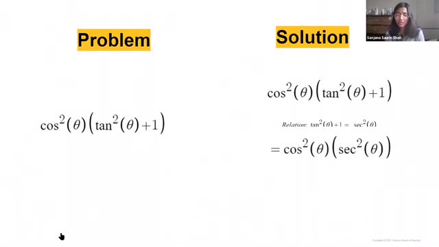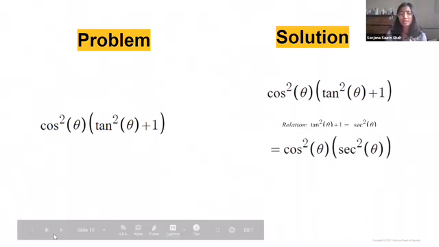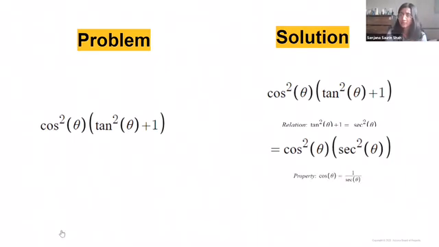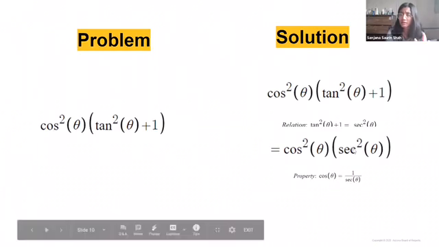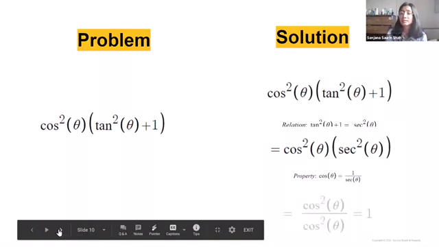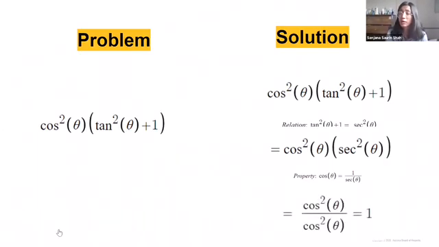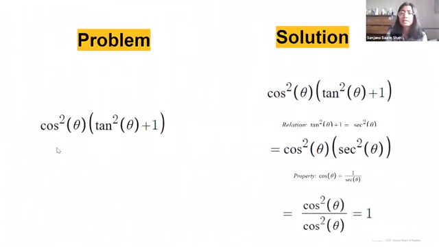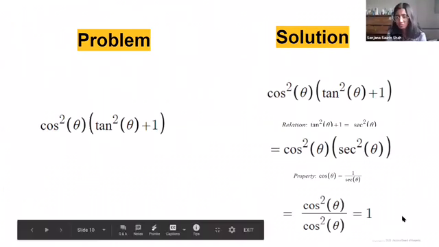Now, another relation that's pretty common is that cos theta is equal to 1 upon sec theta. So this question can be rewritten as cos squared theta divided by cos squared theta, which is essentially equal to 1. So our entire question, cos squared theta times (tan squared theta plus 1), was easily transformed to just 1.